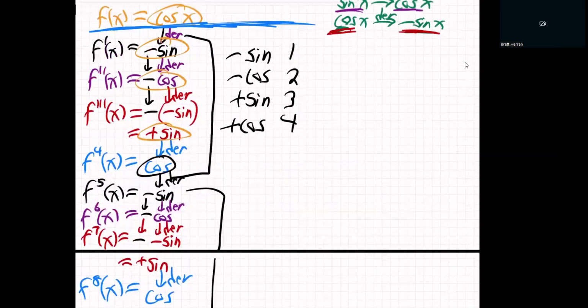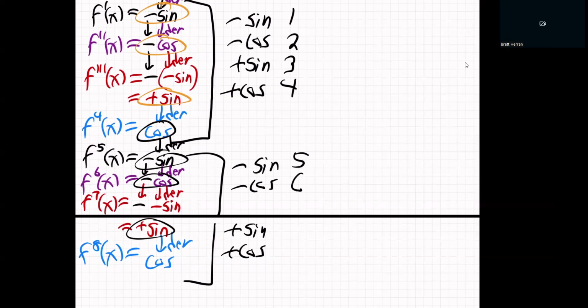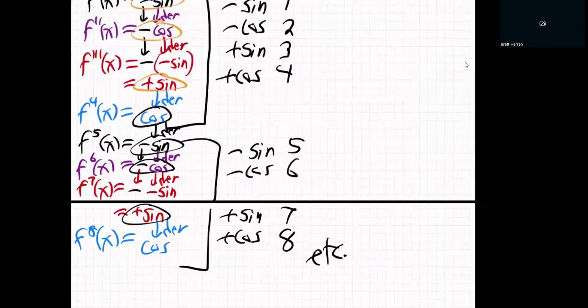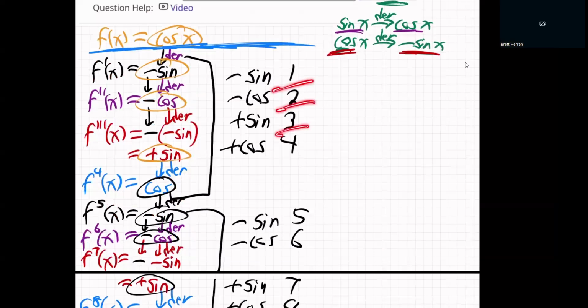If you notice, it's negative sine right here, negative cosine, positive sine, positive cosine for the fifth, sixth, seventh, eighth derivative, etc. It's going to keep doing that cycle, but starting with the first derivative, second, third, fourth, and then again, again, again.